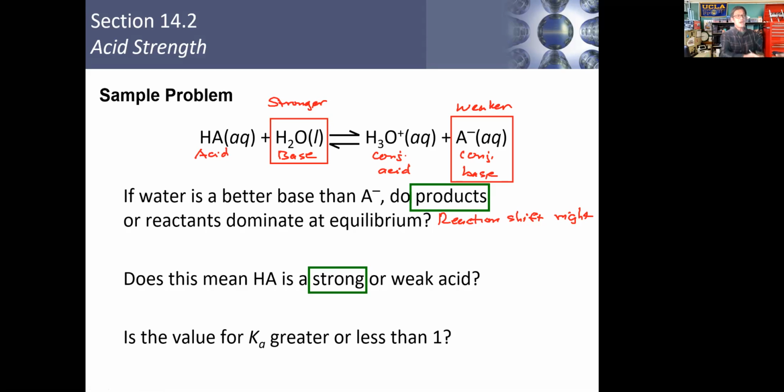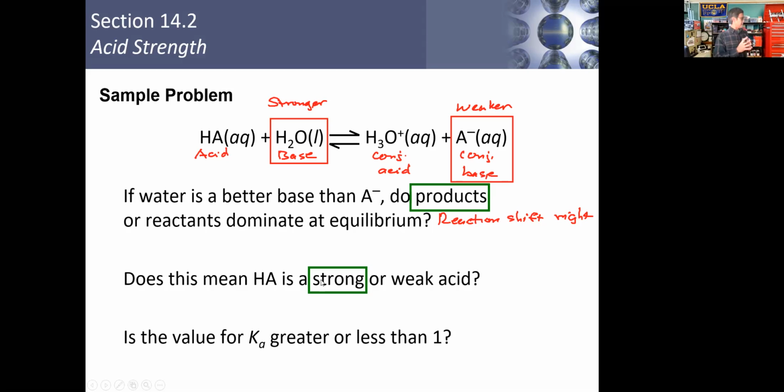We're not saying water is a strong base. Water is not a strong base. What we are saying is that it is stronger than this anion here. And if water is a stronger base than this anion, that tells us this acid here is a very strong acid. Water is strong enough to take the hydrogen ion from this acid, because this acid is already willing to give up that hydrogen ion anyway. So be careful with these two questions when you answer them.